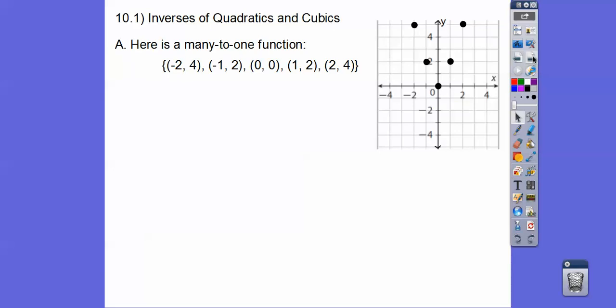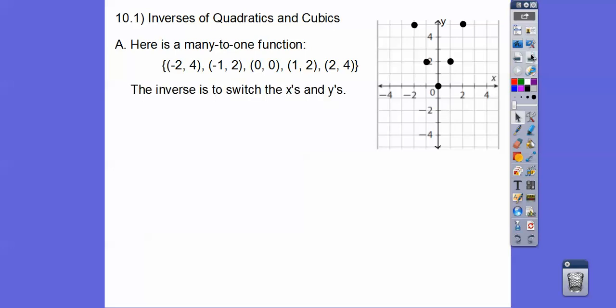So here's a many to one function if I graphed all of these points. And the reason why it's many to one is -2 gives me 4 and +2 gives me 4. -1 gives me 2 and +1 gets me 2. So that's what it means by many to one. They're going to the same y value right here, okay?